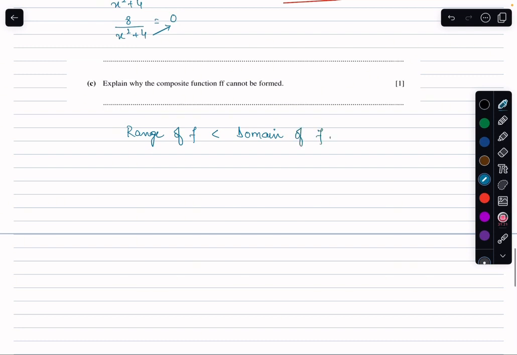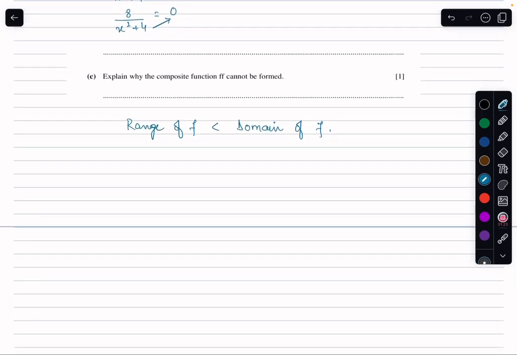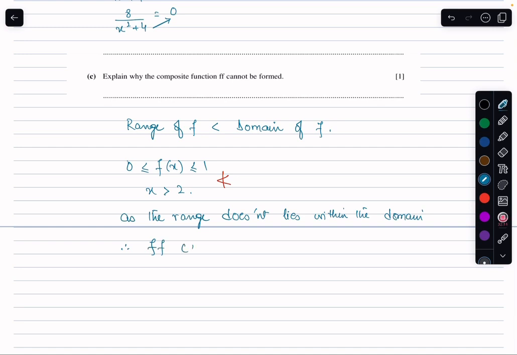So f of f, that means the range that we just obtained was 0 less than or equal to f of x, which is less than or equal to 1, and the domain said it needs to be greater than 1. So I can very clearly see that the range here is not within the domain. Therefore, I should know that the range does not lie within the domain. Therefore, the composite function ff cannot be formed here.